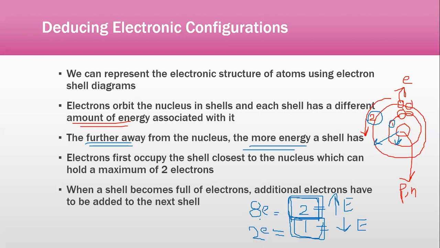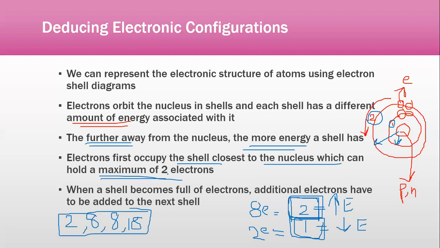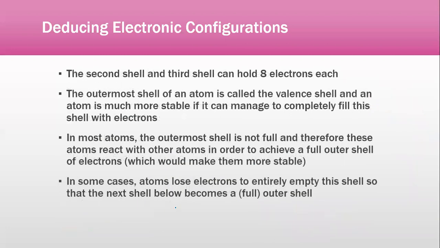We also call the first shell K and the second shell L. So you have K, L, M, N, which are the first, second, third, and fourth shells. The sequence you are going to remember according to your syllabus is 2, 8, 8, 18. These are the maximum limits given to your first, second, third and fourth shells. So electrons first occupy the shell closest to the nucleus, which can hold a maximum of 2 electrons. When a shell becomes full of electrons, additional electrons have to be added to the next shell. Now this is the limit I have provided. Okay, now let's look ahead.